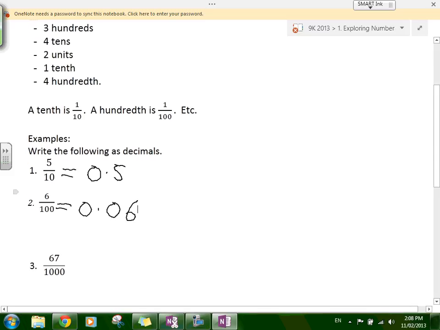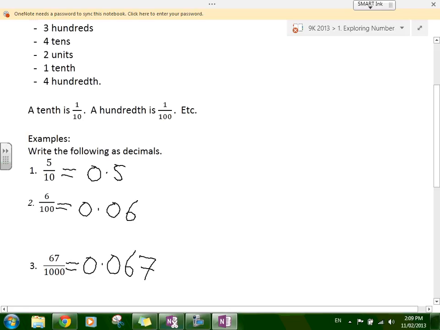And 67 over 1,000. Again, you can do 67 divided by 1,000. But you have a 0 in the units column, no tenths, and then 67 thousandths. 60 thousandths is the same as saying 6 hundredths, so it's 0.067. Are there any questions about what I've done? Yes, Lauren.